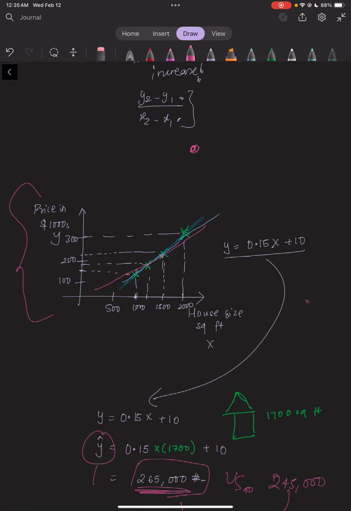So when is linear regression used? Predicting house prices based on size and location, or maybe forecasting sales revenue based on ad spending, estimating weight loss based on diet and exercise, determining exam scores based on hours studied, etc., etc.